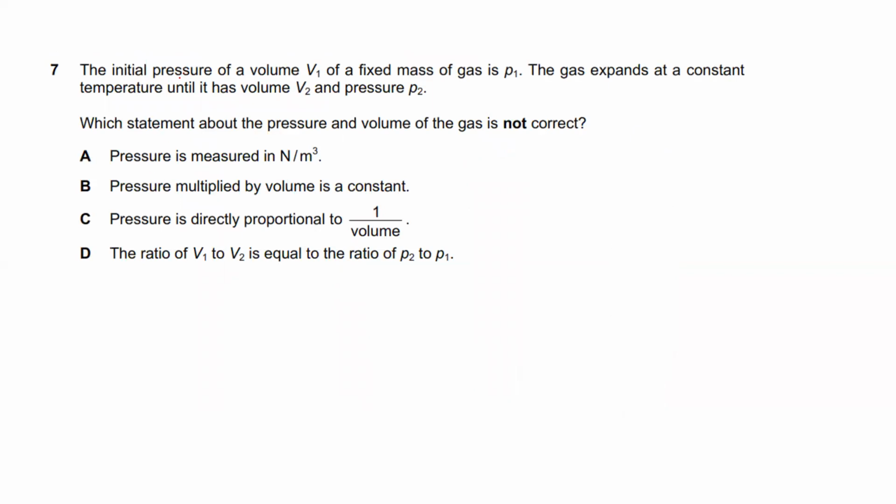It says that the initial pressure of a volume V1 of a fixed mass of gas is P1. The gas expands at constant temperature until the volume is V2 and the pressure is P2. So remember, P1 V1 over T1 is equal to P2 V2 over T2. We have to keep the temperature fixed, so T1 is equal to T2. So the relationship we have is P1 V1 equals P2 V2, and this is basically a constant.